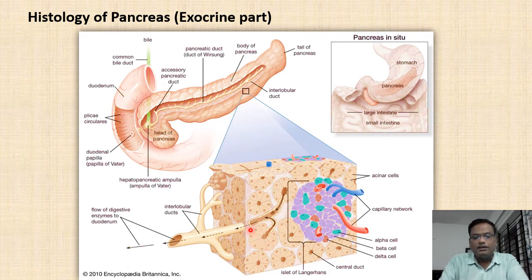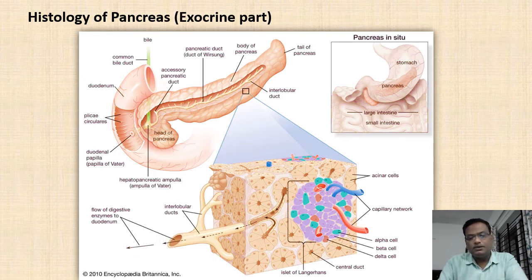So you can see the cells which have a very large nucleus, and the nucleus is actually located in the basal part of the cell. And of course, like any other organ or gland, you find the connective tissue in between the acini. And from each acini, one duct originates. Okay, so small sized ducts originate, and then they combine to form another larger sized duct. So like this, ultimately they join together to form the pancreatic duct.